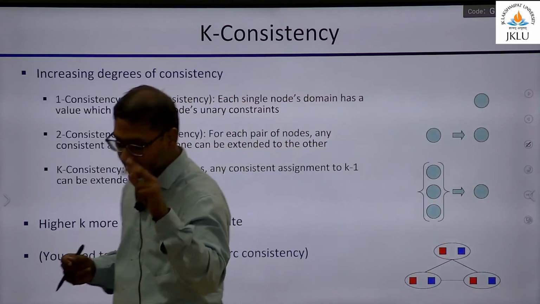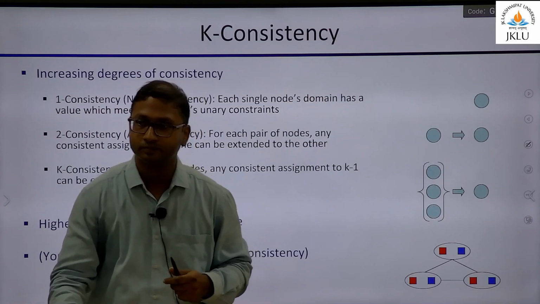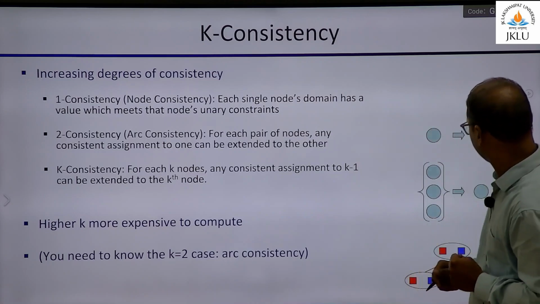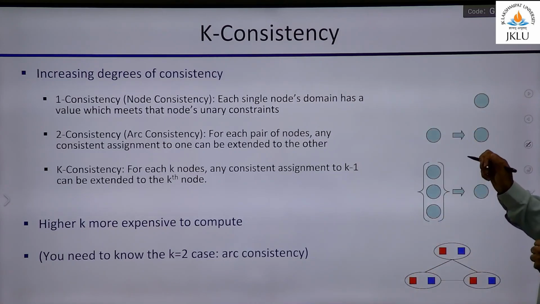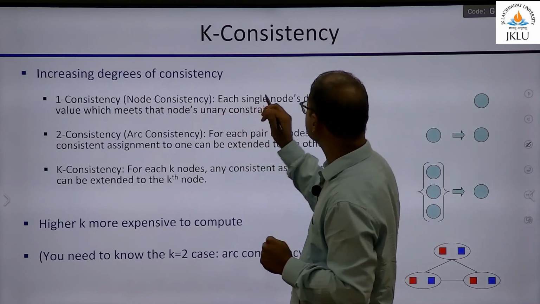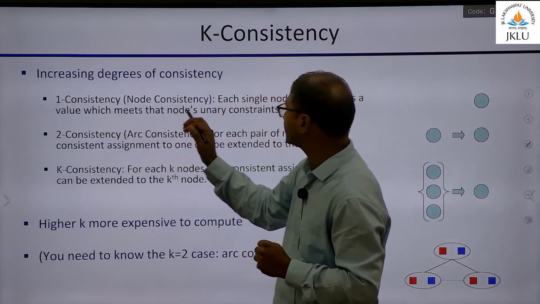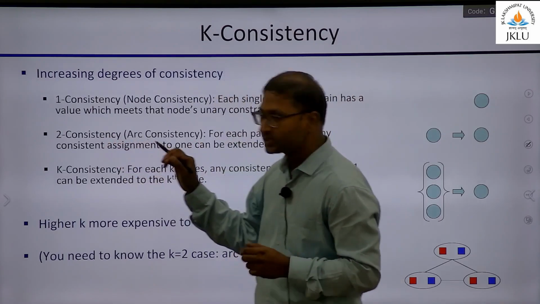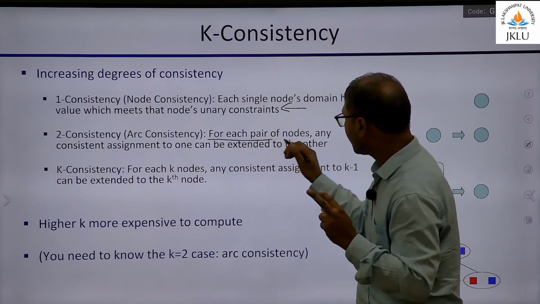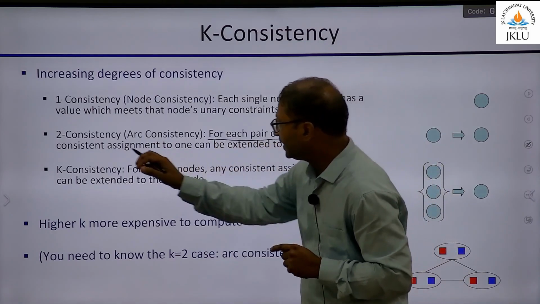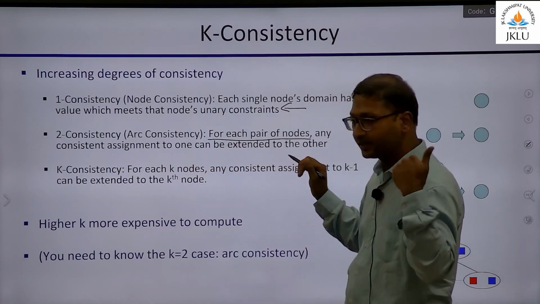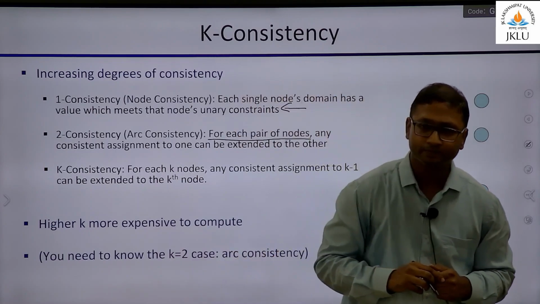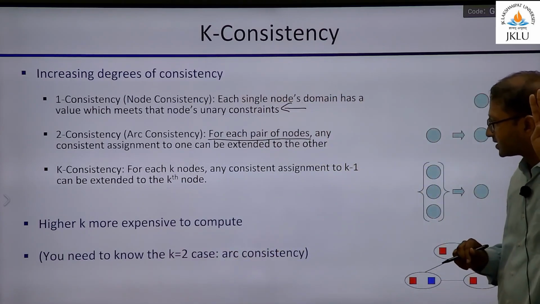What was 2 consistency? Arc consistency. Okay, what was 3 consistency? Look, 1 consistency: each single node's domain has a value which meets that node's unary constraints. So that's 1 consistency. 2 consistency is for each pair of nodes, any consistent assignment to one can be extended to the other. What about K consistency? What will be 3 consistency?